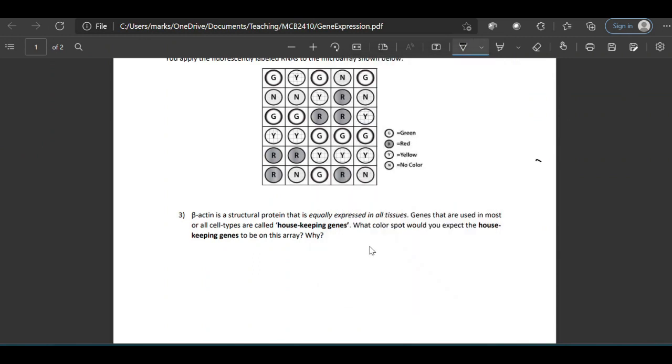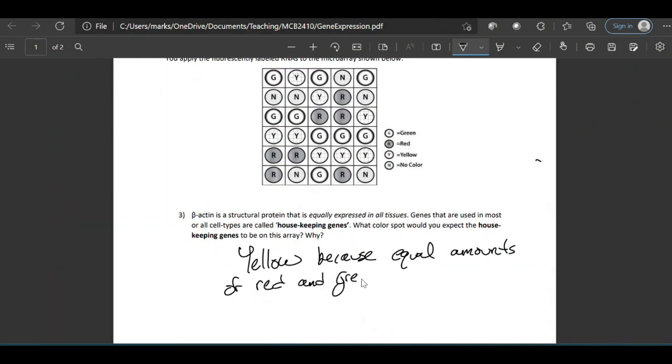Okay, so if it's equal in any tissue, what color spot would you expect this to be? Okay, we would expect this to be yellow, because equal amounts of red and green fluorescence visualizes as yellow. Okay. So now let's consider this.